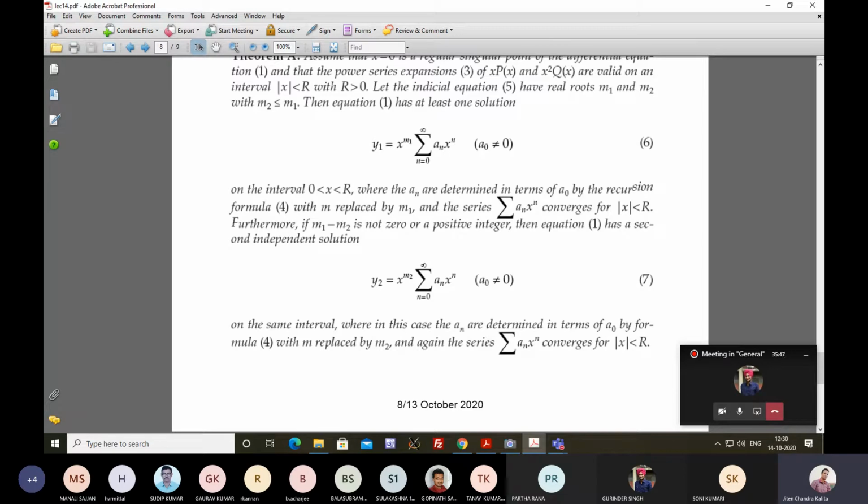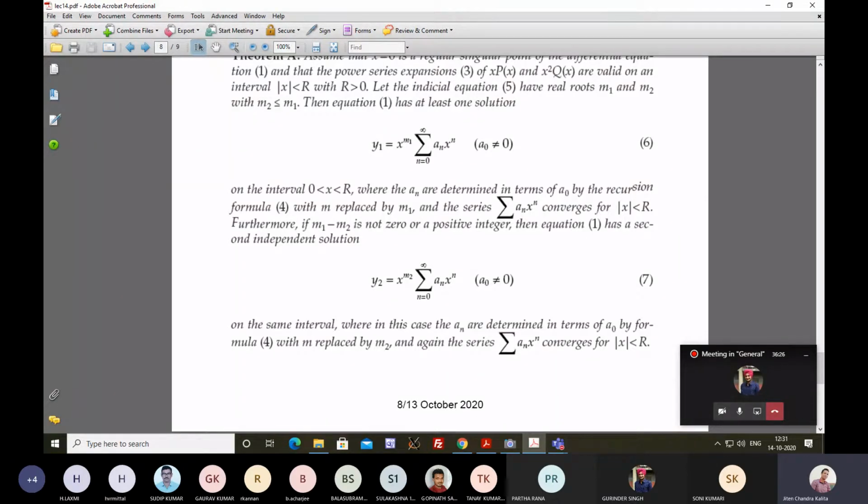So here, let me try out the different cases. Okay. Case one, and of course I am assuming that the initial equation has two roots, m1 and m2, and I am assuming that m1 is less than or equal to m2. So case one, what is going to happen? If m1 equal to m2, definitely you won't be able to find out a second formal series.